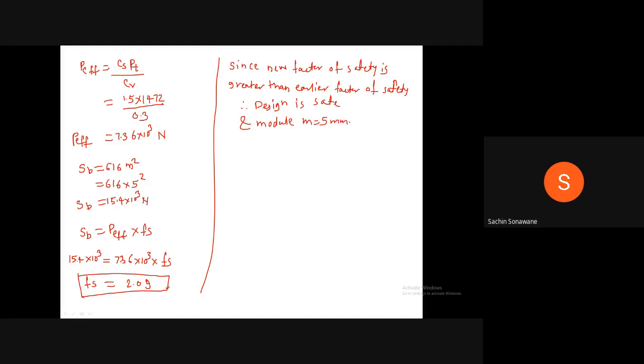Now suppose if our factor of safety, the value will come lesser than earlier factor of safety, then our design is not safe. Then we have to change the module. Means instead of 5 mm, we have to take 6 mm. Always remember, we have to take next value of module. And again, we have to calculate factor of safety.